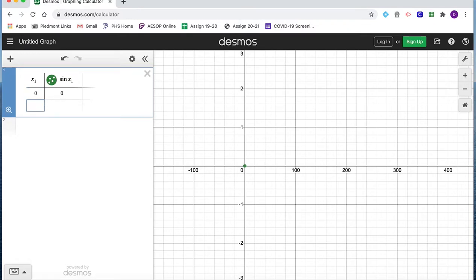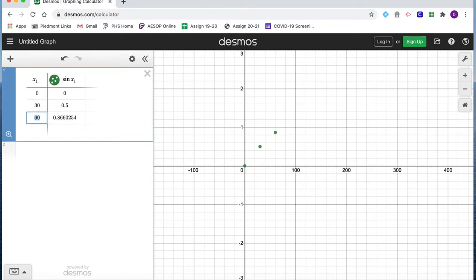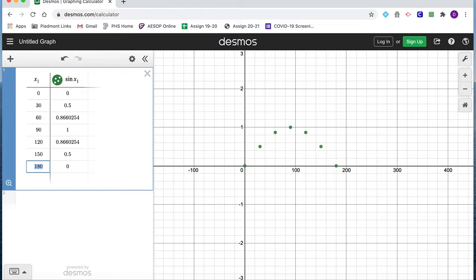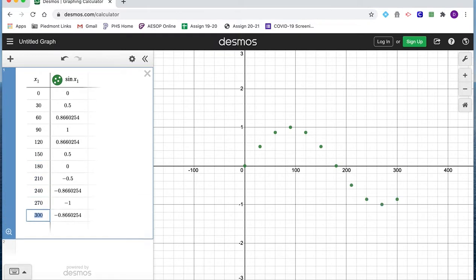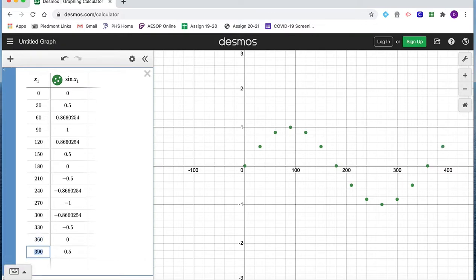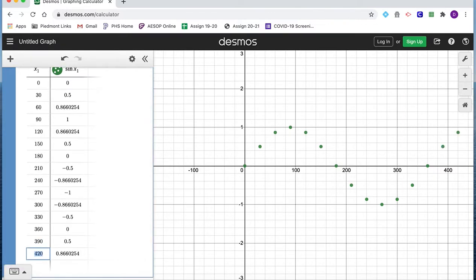Then if I go to the next one, say 30 degrees, that has a sine ratio of 0.5. I can keep going on here, just generating points, plugging them into my calculator or Desmos, and we can start to make what's called the sine wave or the sinusoid. You can see that for the sine function, the graph climbs, reaches a peak at 1, and then comes back down. At 180, we're back to 0, and then we start going through the negative values of sine.